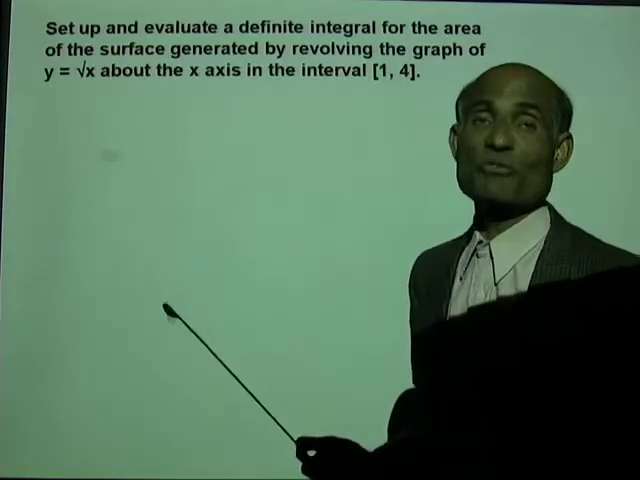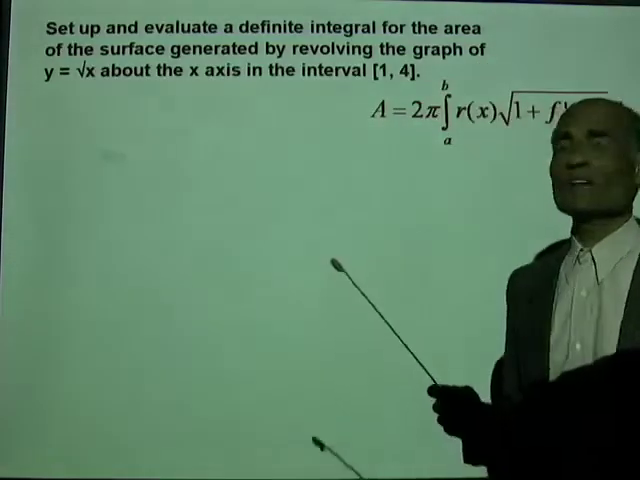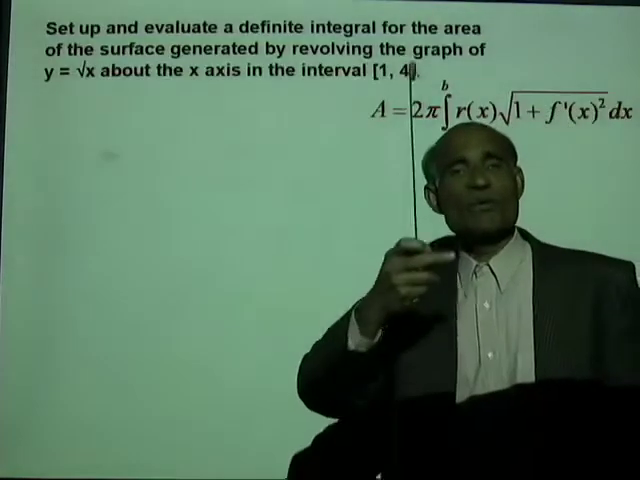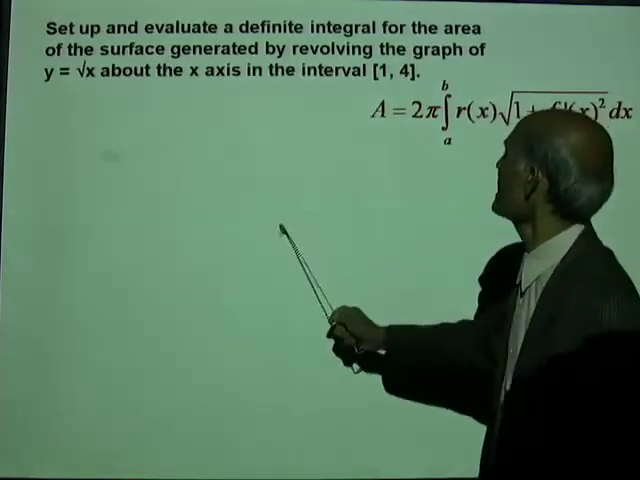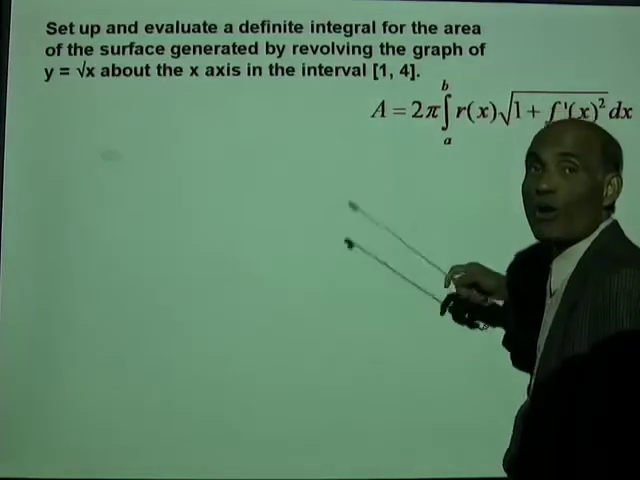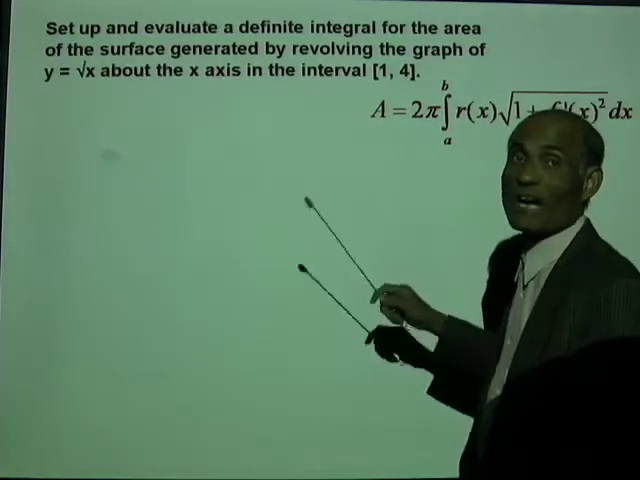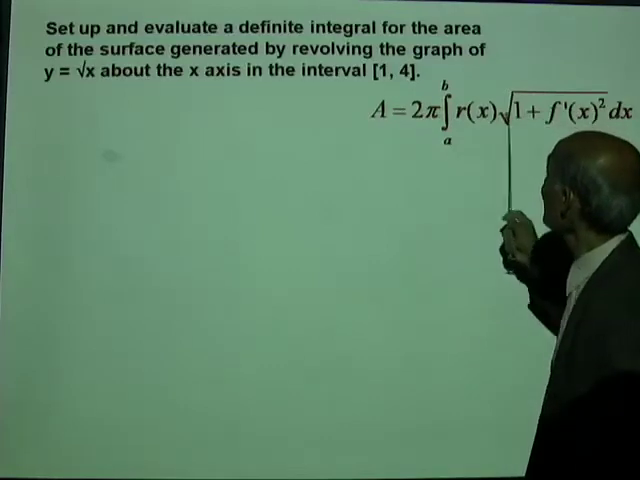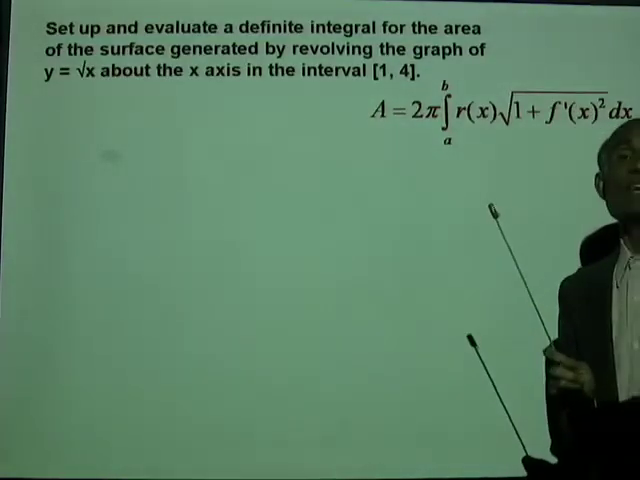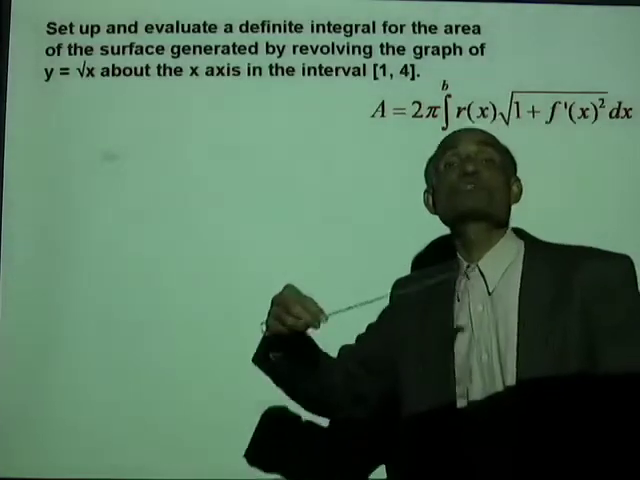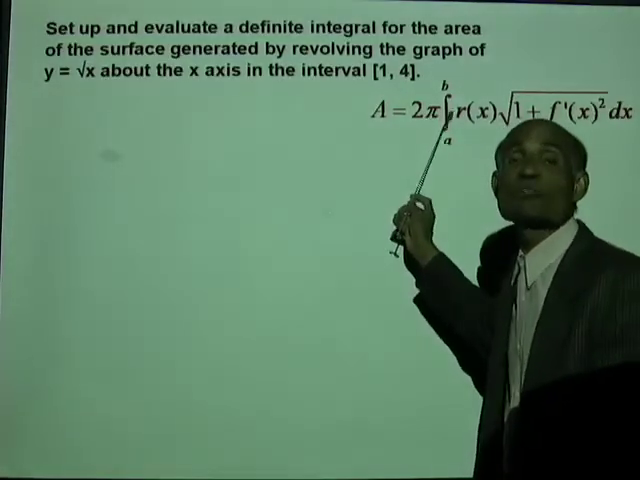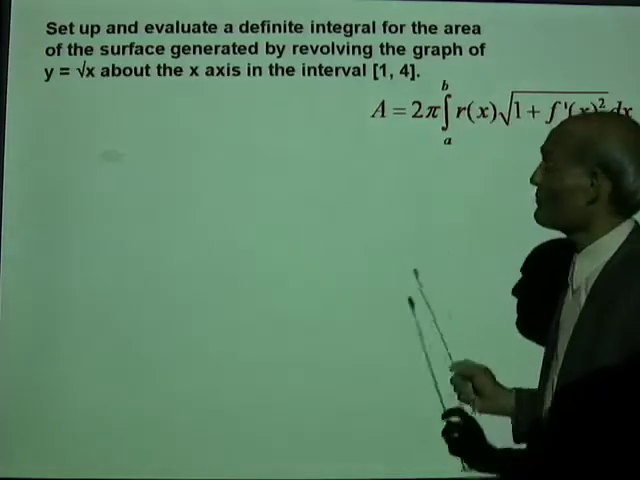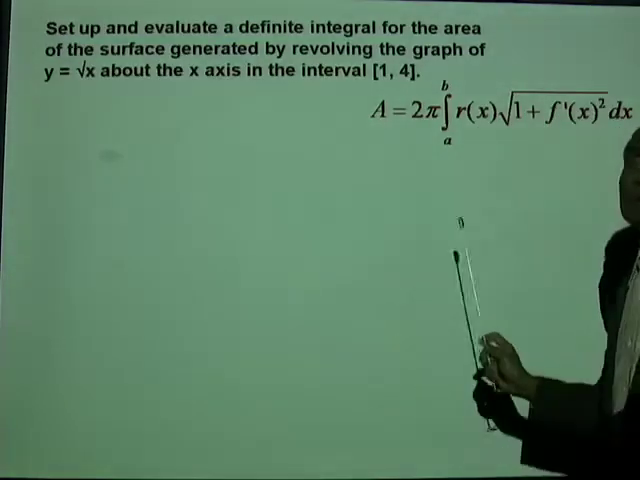Alright, first of all, draw that figure and see how that curve looks. y equals square root of x is something like this, and you need to revolve it about the x-axis. This is the equation for the area of the surface generated by revolving a curve about a horizontal axis. Now, what information do you need?